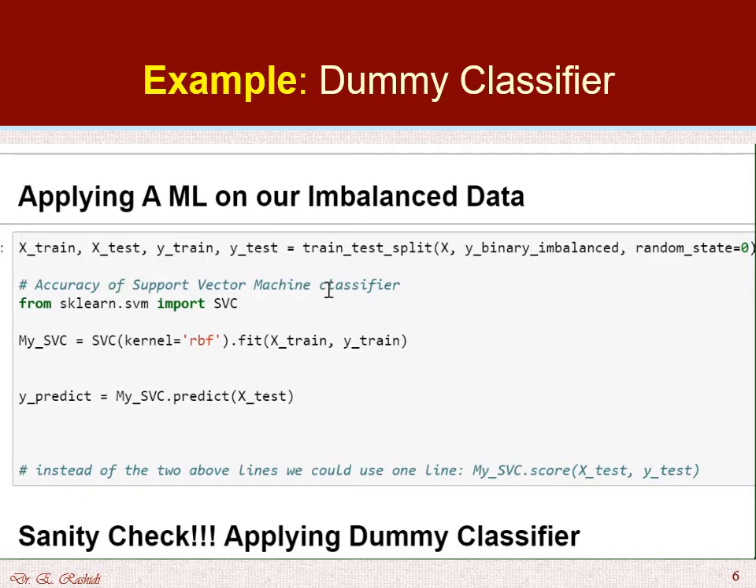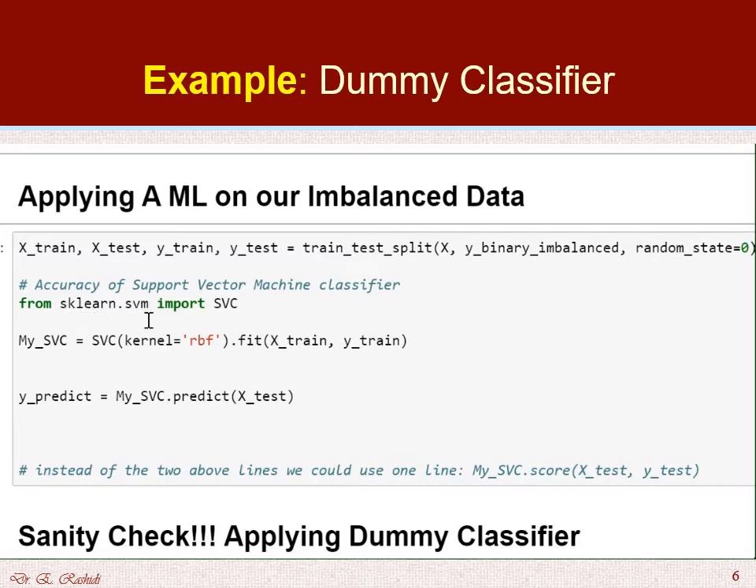So what we're going to do here is first split our data: X train, X test, Y train, Y test. I'm going to use the train test split. I'm going to give it the X variable and the Y binary imbalance that we have created, and then use random state 0 here.